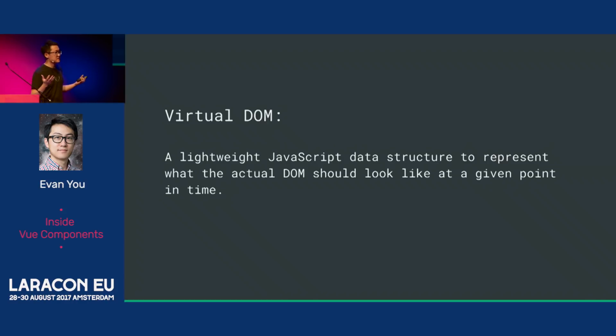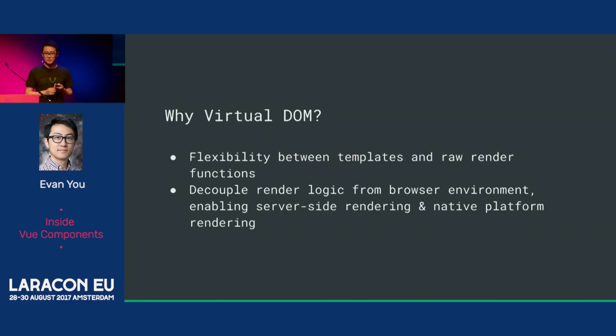That's pretty much it. That's what virtual DOM is. And the reason we use a virtual DOM is because it provides the flexibility between templates and raw render functions. So we have templates in Vue.js. They are extremely approachable. They're close to HTML, and they are very easy for designers to work with.